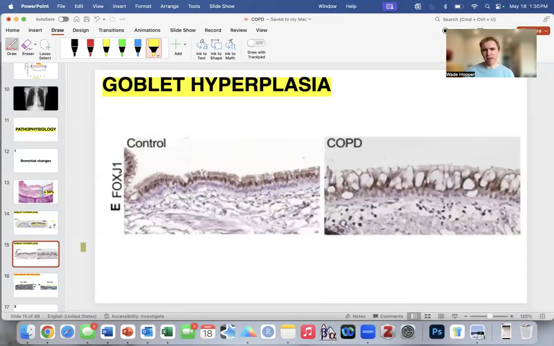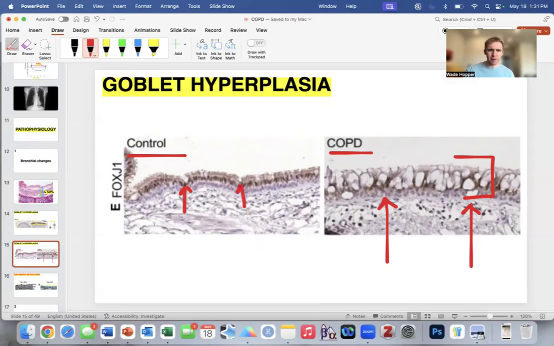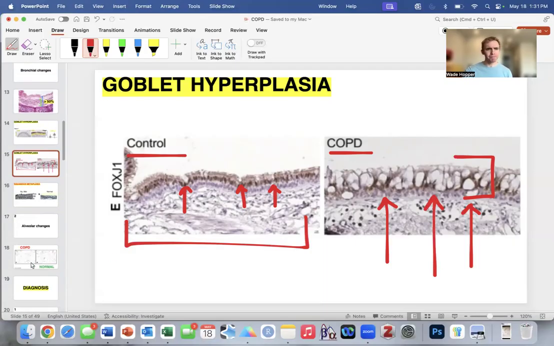And here's another image right here, more grossly, less so relying on the stain, but you can tell that there's a bunch of goblet cells in the lining of the airway of this COPD patient versus this control patient. Here's a goblet cell, maybe here's a goblet cell, but they're much more sparse. They're much more rare. Ciliated cells make up the majority of the lining in this control airway versus COPD, where goblet cells make up the majority of the airway lining.